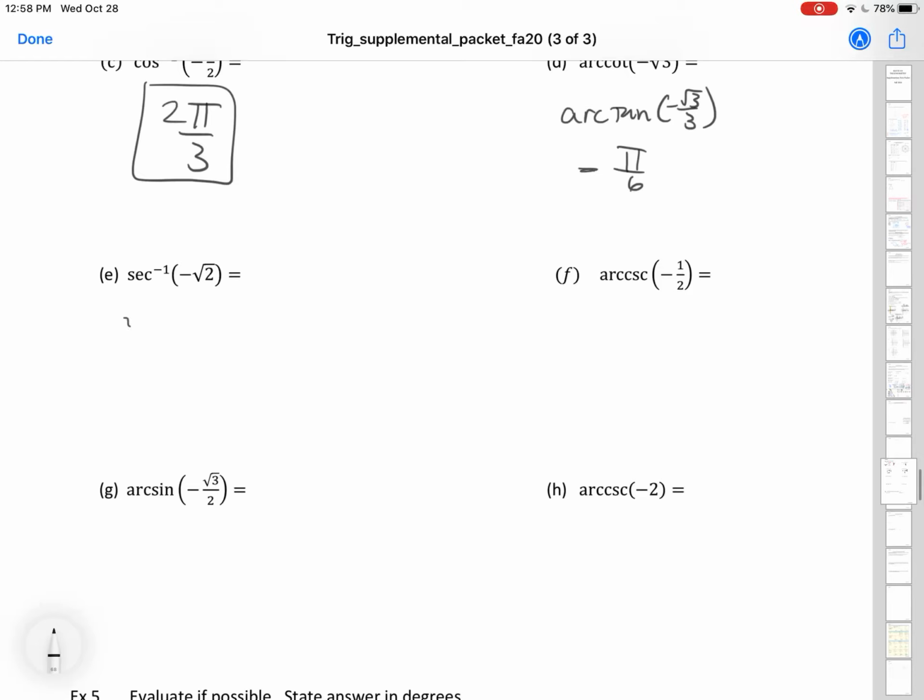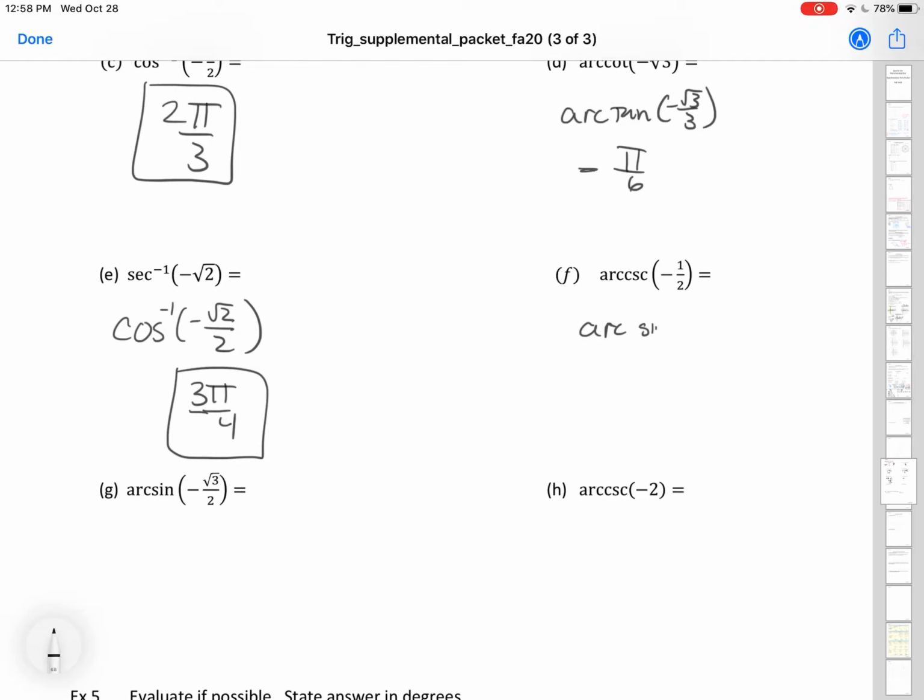Okay, so secant of -√2. I would look at this as cosine inverse of -√2 over 2, because that's the flip of √2. I know that this is a pi over 4 angle, and it must be in the second quadrant, so it's 3 pi over 4.